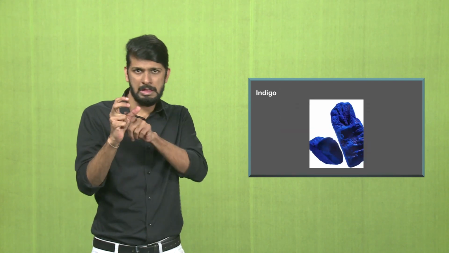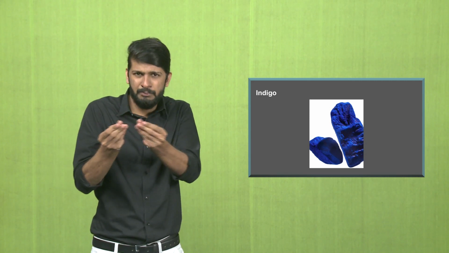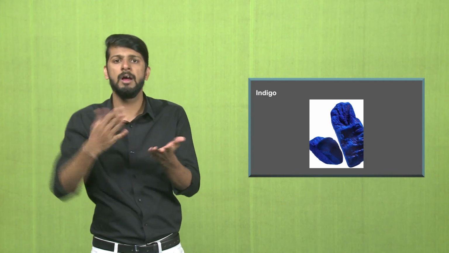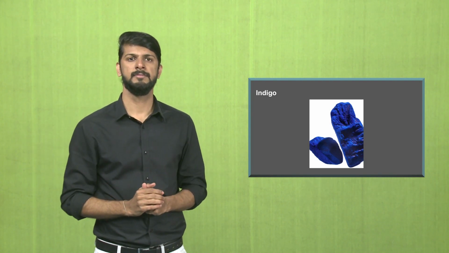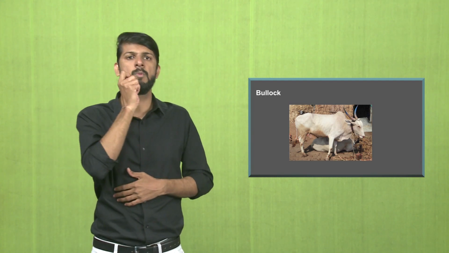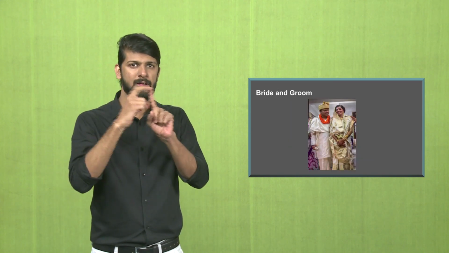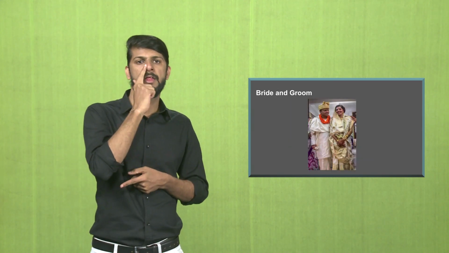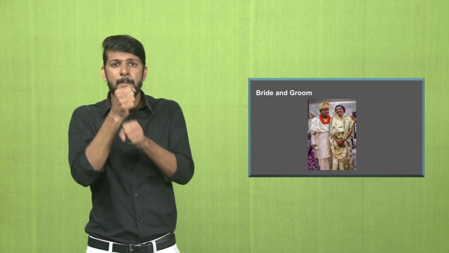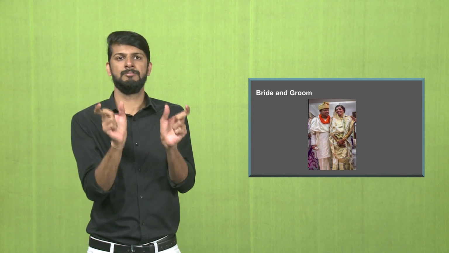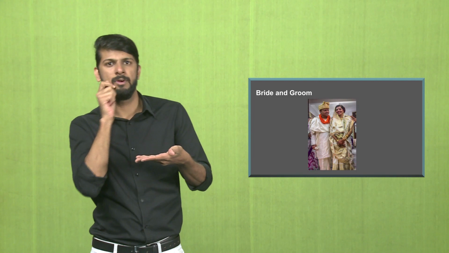Indigo is a kind of natural element which is used to make dye, where we also use it to make the liquid which we use to whiten clothes. Bullock is the male cow. Bride and groom. Bride is the female who is about to be married, and groom is the male. The newlywed male and female are known as bride and groom.